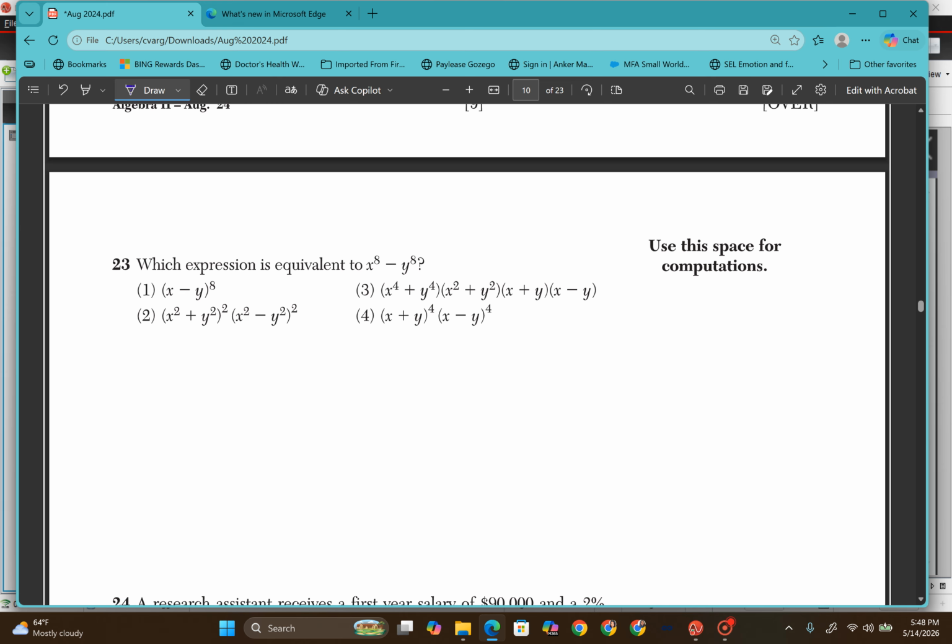Question 23 is a store button question, right? So X store in 2.1, Y store in, I use 3.7. You can do whatever you want. Plug this into the calculator, hit enter, and then see which one matches with it. And that is choice 3. Three is the one that should work.